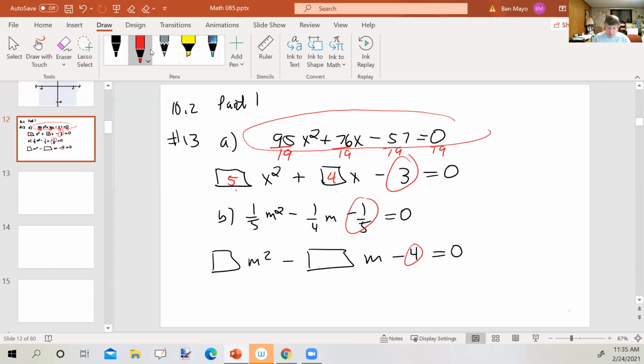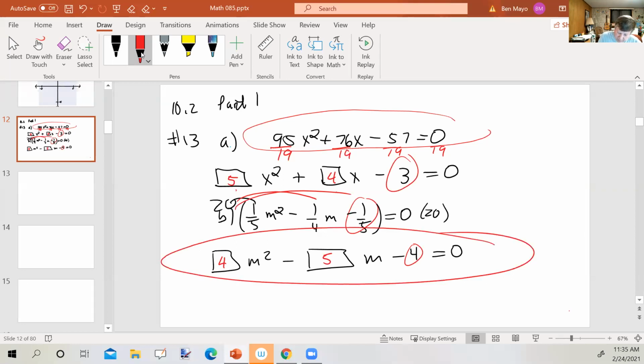I'd have to multiply everybody by 20. So I'm going to multiply both sides by 20. When I do that, 20 times 1/5 m squared would be 4m squared. 20 times minus 1/4 m would be minus 5m. 20 times minus 1/5 would be minus 4. So there's your answers. We okay with that? Well, I'll take that as a yes.